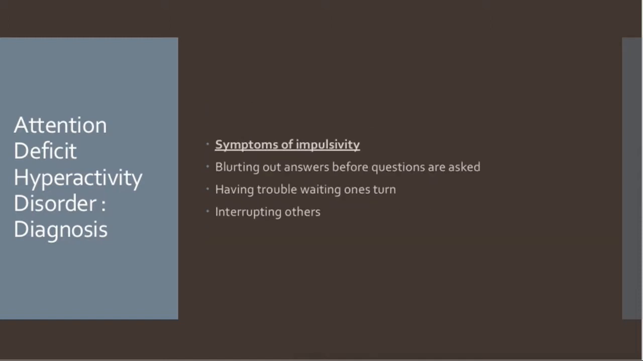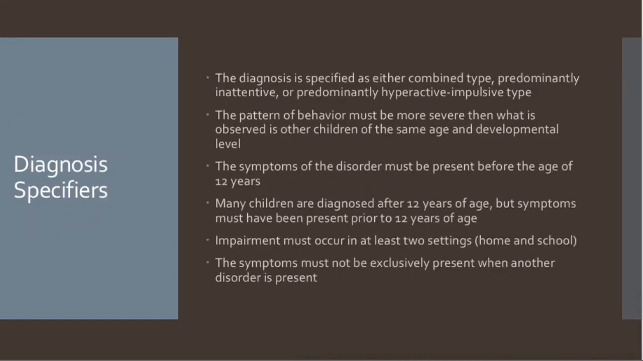The final set of symptoms to start thinking about with ADHD is the symptoms of impulsivity. With impulsivity, a lot of times we see this in school. They'll be blurting out answers to questions before the questions are even completed or fully asked. They'll have trouble waiting their turn to answer questions, let's say, or waiting their turn in lines, etc. And they may also frequently interrupt other people when they're talking.